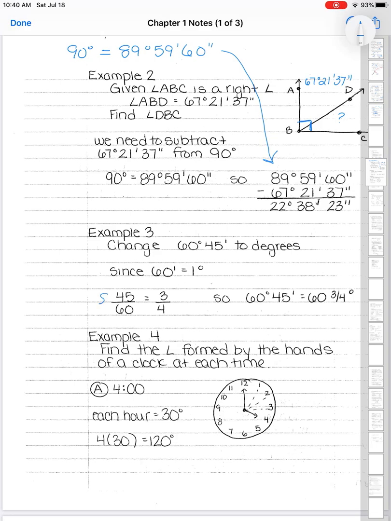So we know the 60 stays. That's not going to change. But the 45, if we were expanding, we would multiply it by 60. But since we're condensing or shrinking or going backwards, we have to now divide.